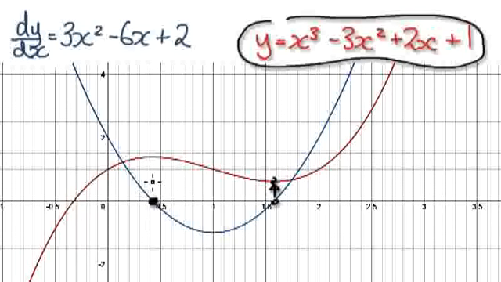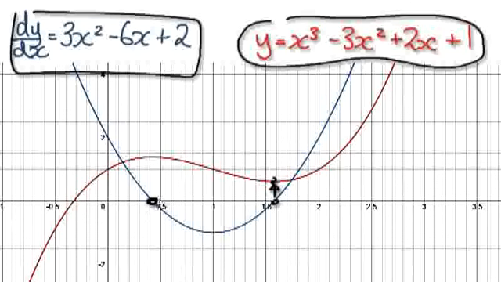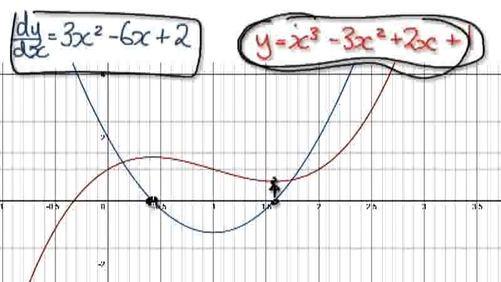That's the turning point there. Now, inside your mind, jump back to the gradient graph. The gradient graph is 0 right at this point here. Now jump back to the original graph, which is the red line here. You see that this here is a turning point.